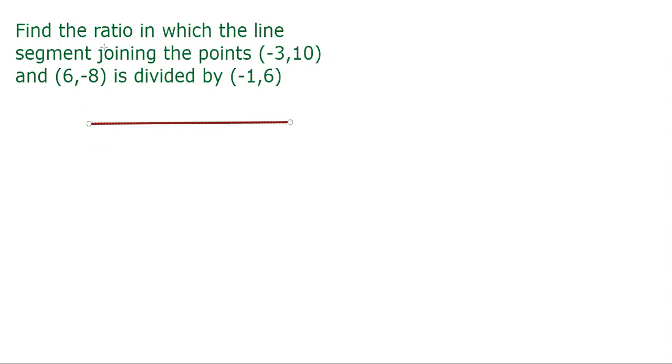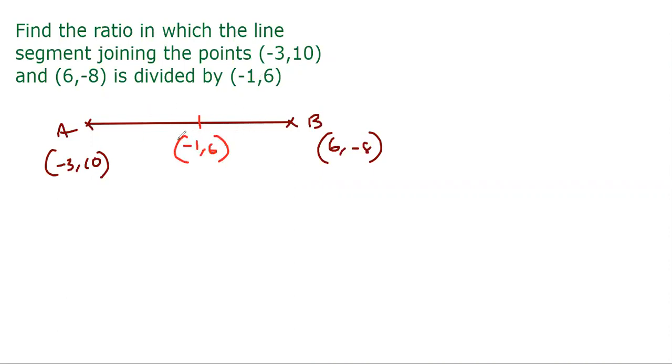This is a line. Let this be A and this be B. The coordinates of A are (-3, 10) and the coordinates of B are (6, -8). Now, it is divided by another point, given as (-1, 6), and we need to find in what ratio it is divided. If it is C, then we need to find in what ratio C divides AB. That is our question. Let us take the ratio of division m1 is to m2 as k is to 1.